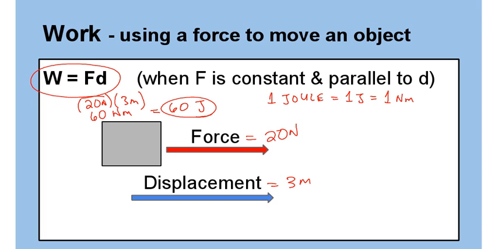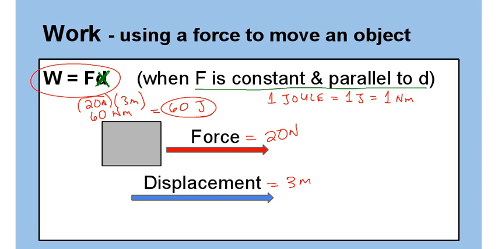Notice up here that there is this little caveat. The force is constant and parallel to D, to the displacement. So I think our book is probably using X here instead of D. But whatever it's using, the displacement and the force give us the amount of work.